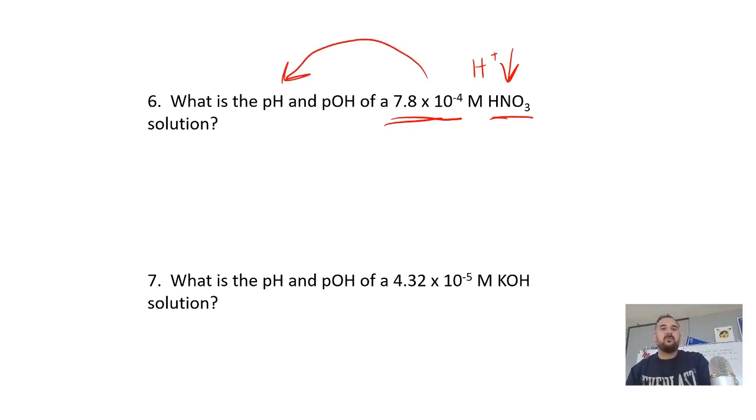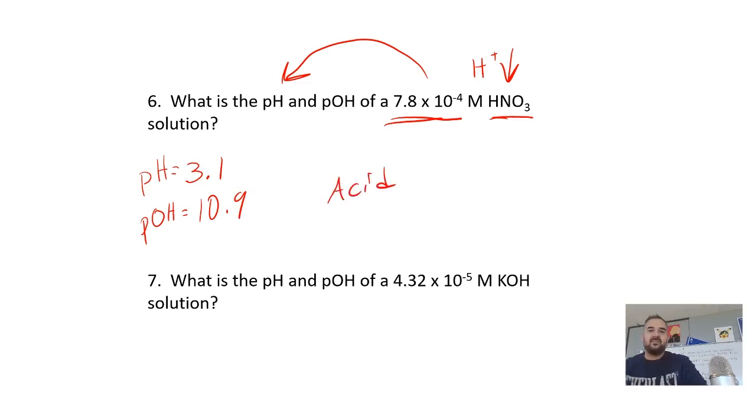So what did we get for pH in this one? What is it? 3.1. So 3.1. And then what's our pOH? So our pOH is 10.9. Is this an acid or a base? It's an acid because our pH is less than 7.